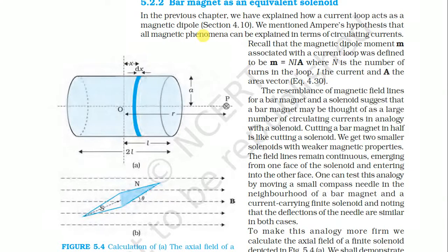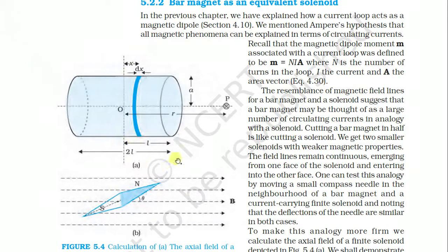The similarity of the magnetic field lines of a bar magnet and a solenoid suggests that a bar magnet may be thought of as a large number of circulating currents, in analogy with the solenoid. So cutting a bar magnet in half is like cutting a solenoid. We get two smaller solenoids with weaker magnetic properties. The field lines remain continuous, emerging from one face of the solenoid and entering the other face.